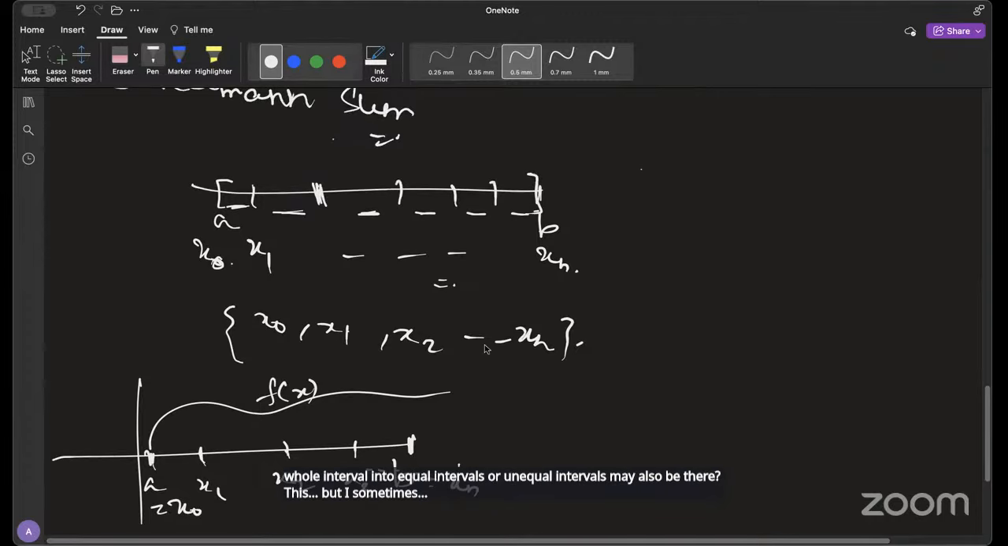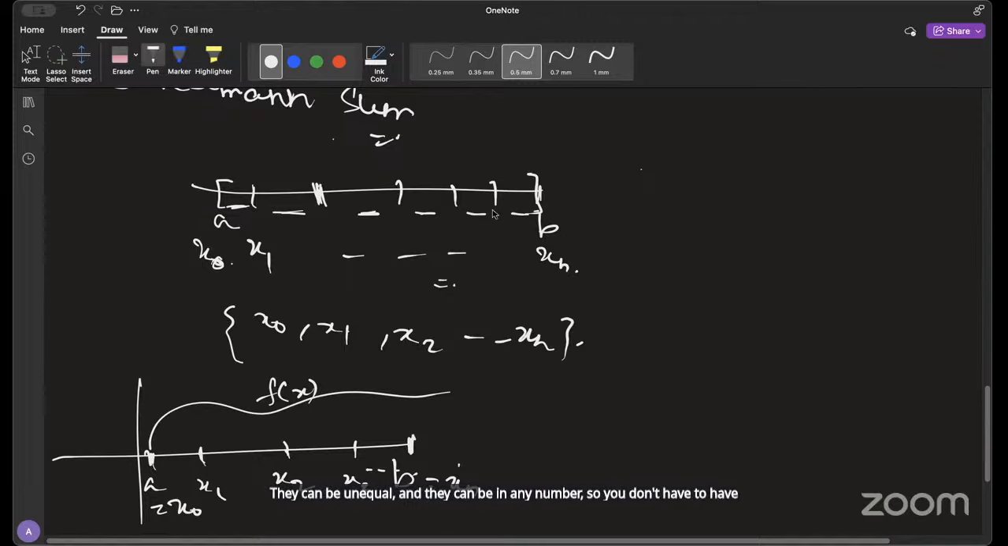I just discussed, a partition could be anything. It doesn't have to be, the intervals don't have to be equal. They can be unequal and they can be in any number. So you don't have to have a fixed number here either. They can be 10 elements here or 20 elements, or the intervals can be unequal.